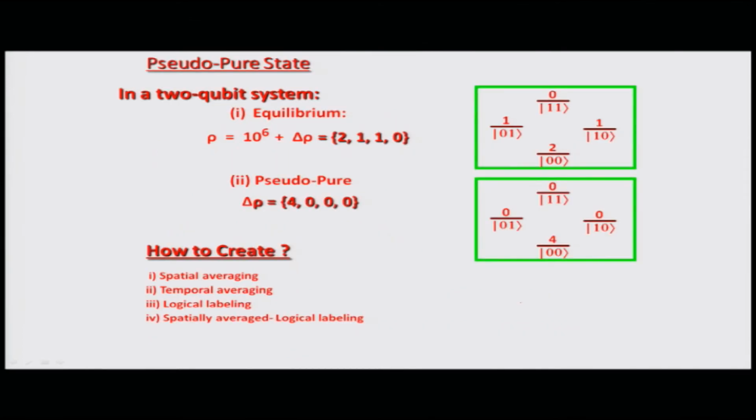So, for a 2 qubit system in equilibrium, we can have this situation where the equilibrium condition is like this, where every possible case exists, but the pseudo pure state is the one which will work for us, where it is 4000, it is going to work out for us. How to create this can be done by spatial averaging, temporal averaging, logical labeling, or spatially averaged logical labeling principle.